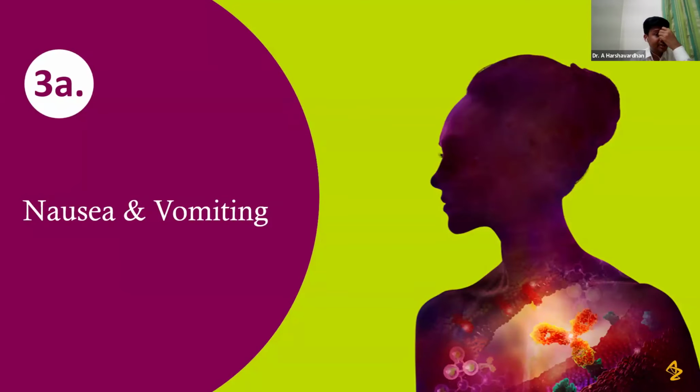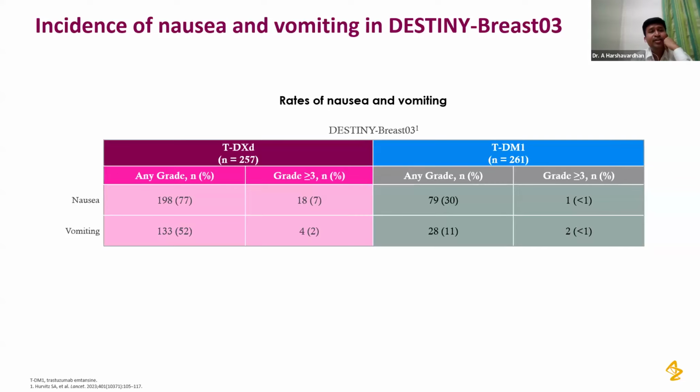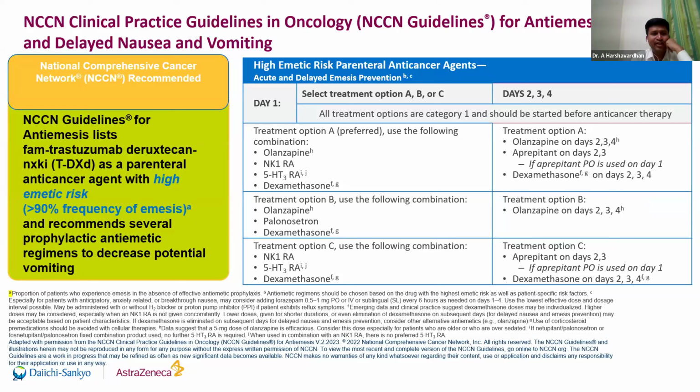The most common side effect is nausea and vomiting, which of any grade is around 77% for nausea and 52% of the patients had vomiting. Trastuzumab deruxtecan is labeled as a parenteral anti-cancer agent with high emetogenic risk as per NCCN guidelines. So we'll follow antiemetic prophylaxis like any other drug with high emetogenic risk, adding an NK1 receptor antagonist, aprepitant or fosaprepitant, on day 1, and 5-HT3 receptor antagonists like ondansetron or granisetron, and dexamethasone. On day 2, day 3, day 4, we use dexamethasone, and if oral aprepitant was already used, then we will use aprepitant on day 2 and day 3.